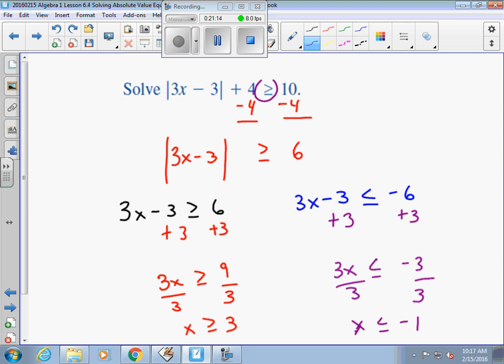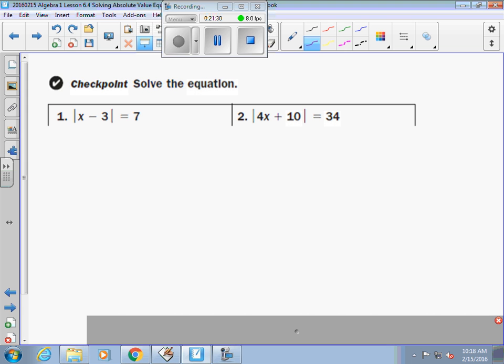Again, since this was a greater than one from the jump, it's simply "or." X is greater than or equal to 3, or x is less than or equal to negative 1. And then we have 4 checkpoint problems we need to look at.